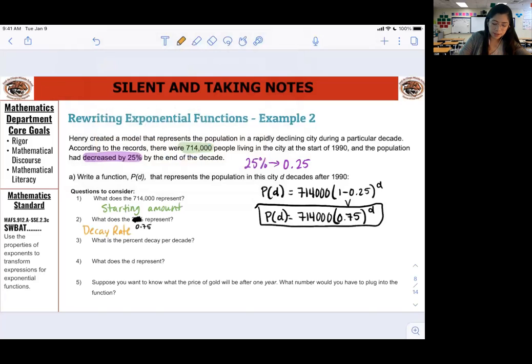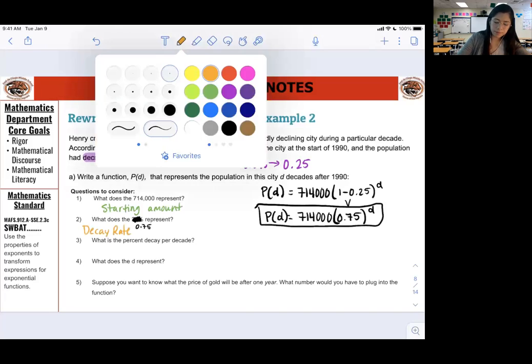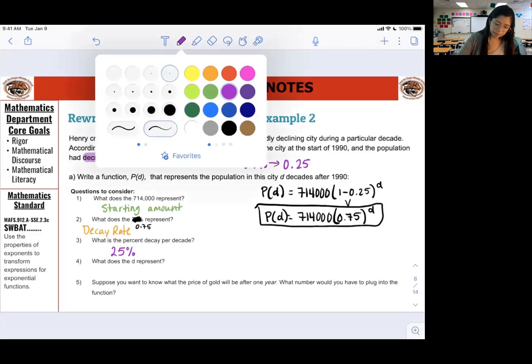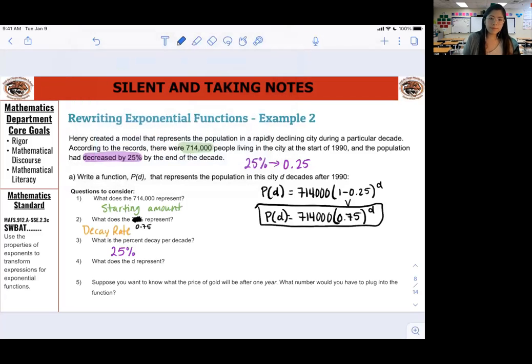And then what's the percent decay? 25%. Good. Keep it as a percentage. So the decay rate is 0.75, but the percent of decay is 25 because it's the number that was taken from 1 to give me 0.75. What does the D represent? Years. Careful. Decades. Good.